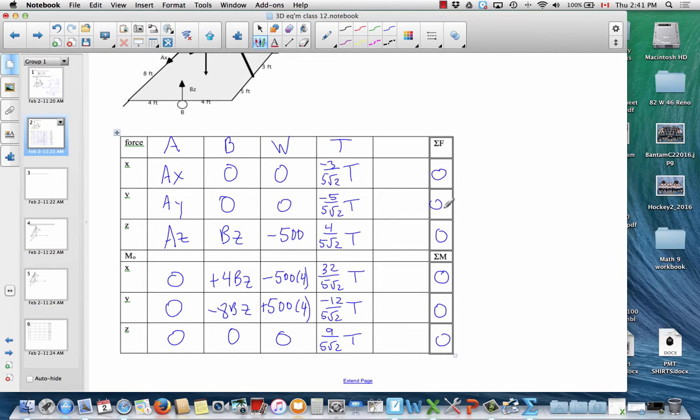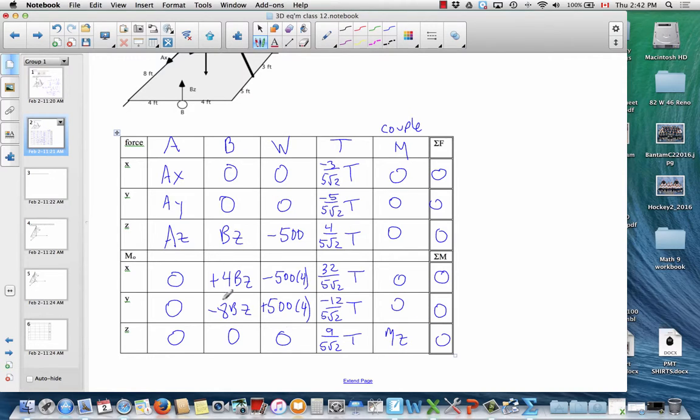So we've loaded those components in. There's only one thing left to do, and that was the couple moment. Now, couples are not associated with any force, but there is a z component, an unknown couple. And so there you have it. Conditions for equilibrium tell us these sum to zero, these sum to zero, and so on and so on.